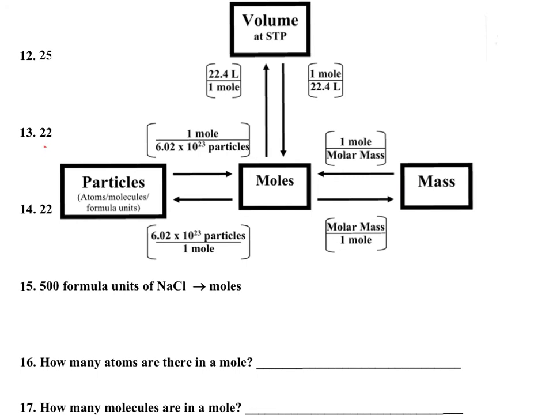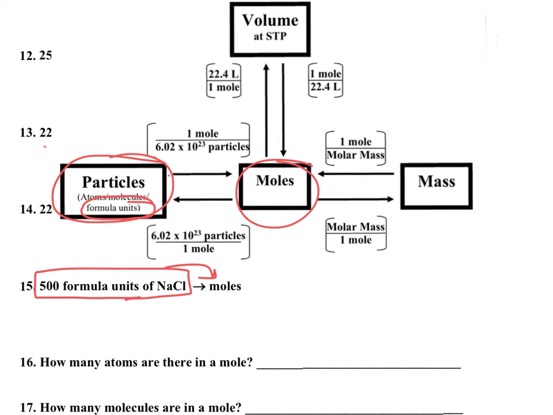Taking a look at number 15, we've got 500 formula units of sodium chloride. You're thinking, wait, what are formula units? But it says it right here, guys, on the map. Formula units is in the particle island. So you're going to start at particle island and convert to moles, which means you're going to use the bridge on top, which means we're going to use this conversion factor on top.